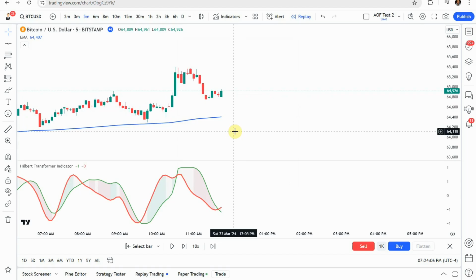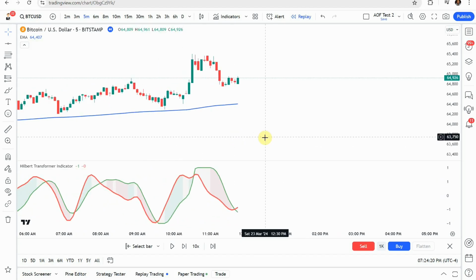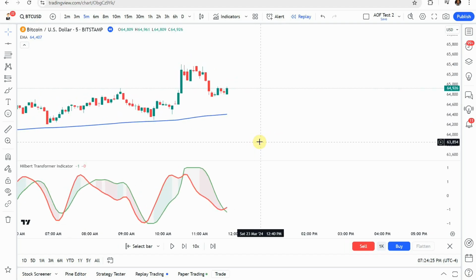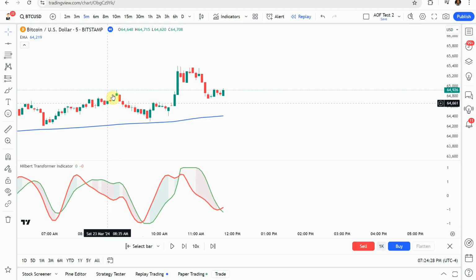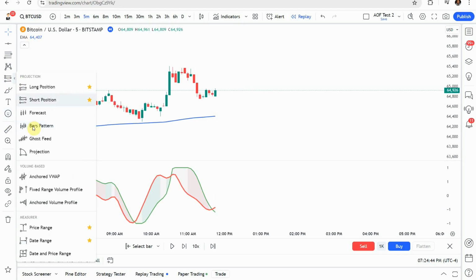And so what the source video explains is that we are looking for the cross of the two lines of the Hilbert transform indicator, and then we're going to use the EMA to identify the overall trend direction of the market. For a long trade, what we are looking for is price to be trading above the 200 period EMA, and then we are looking for the red line of the Hilbert indicator to cross up above the green line like it does right here. And that'll be the signal to then enter into a long.